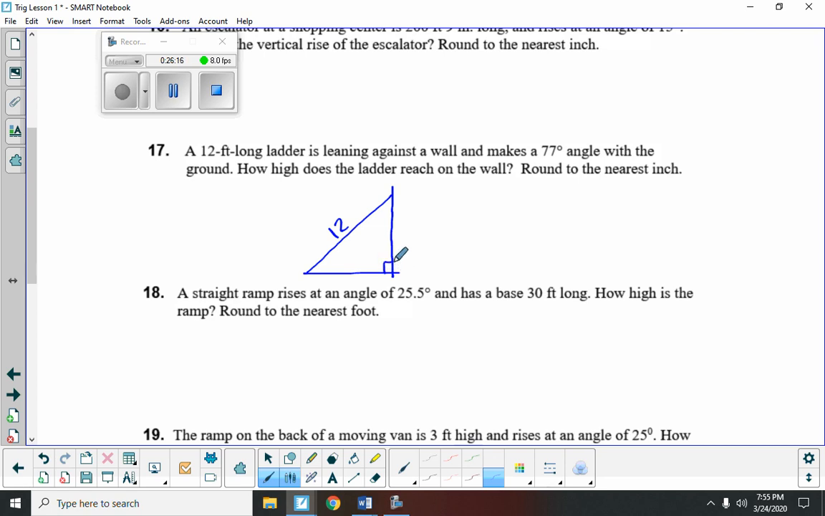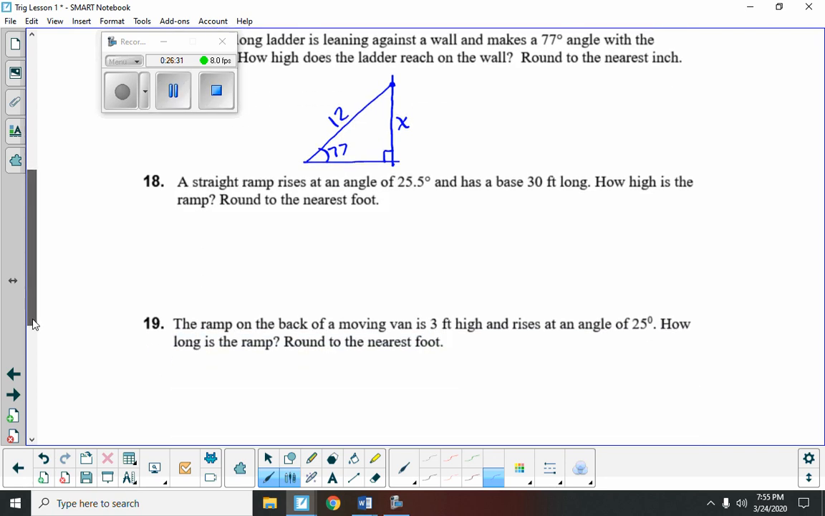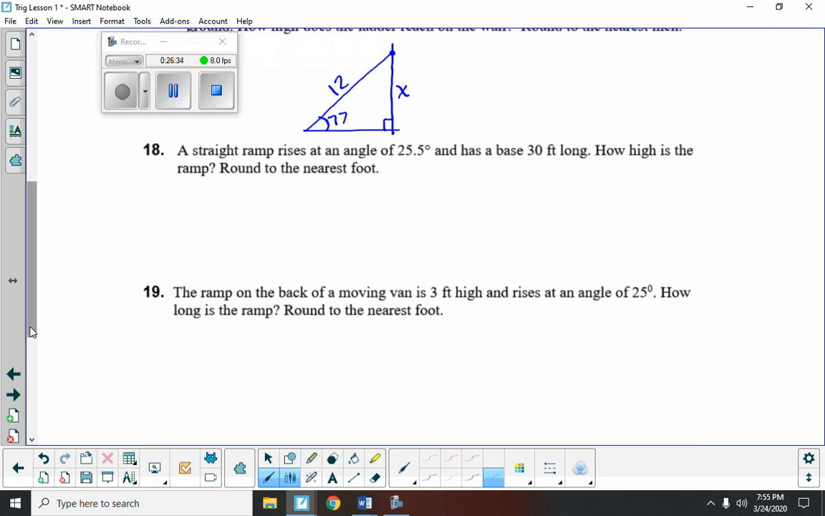All right, so that's talking about the tippy top of the ladder, the perpendicular distance down to the ground, and so that would be the x. And the angle here is 77. And so now label the sides and figure out which trig function you're going to use. Let's look at the setup of this one.